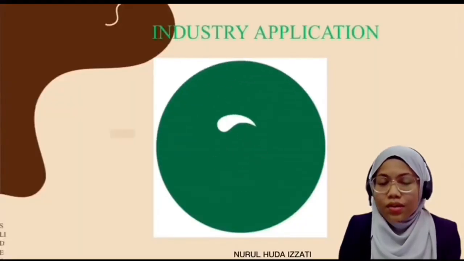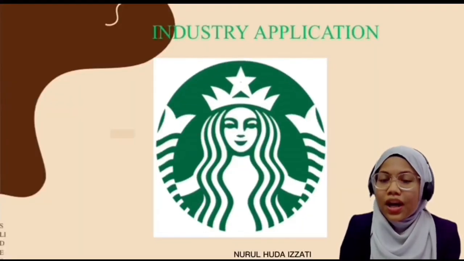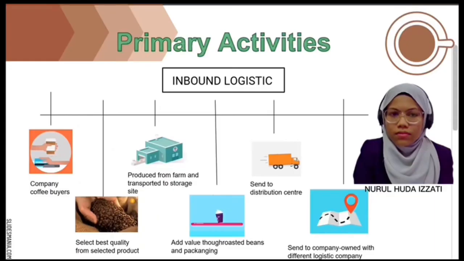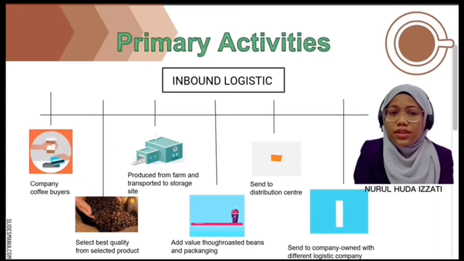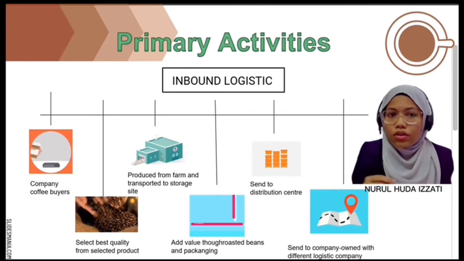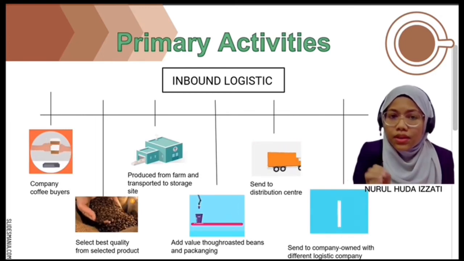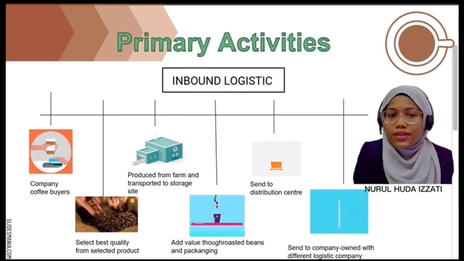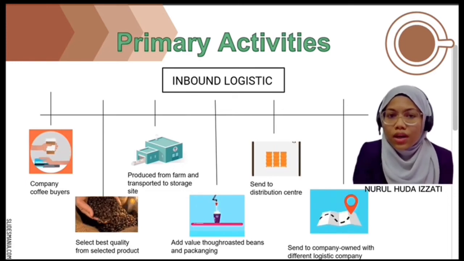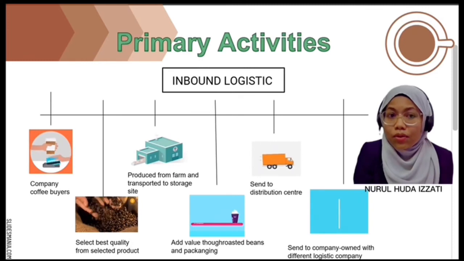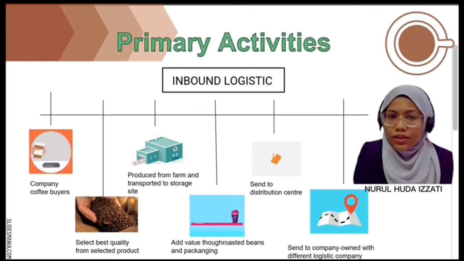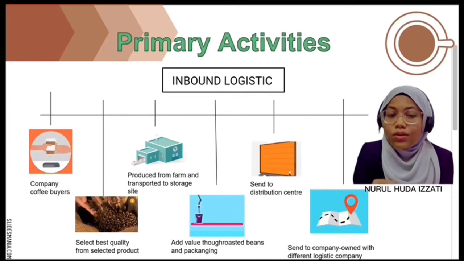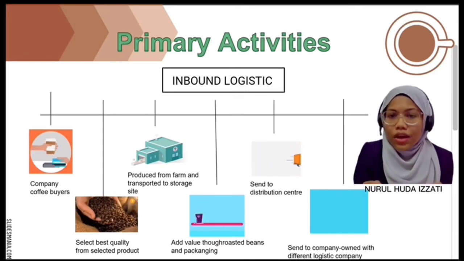Thank you, Ahmad Razin. Okay, now we will briefly explain how value chain analysis can be applied to Starbucks Coffee. For Starbucks inbound logistics, they have appointed their own coffee buyers, and these people are responsible for selecting only the finest coffee beans from selected producers. The beans are procured directly by these people and transported to their storage sites, and the beans are then roasted and also packaged, where value is added.